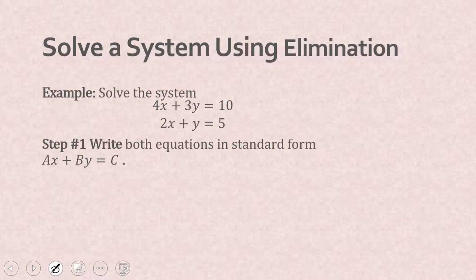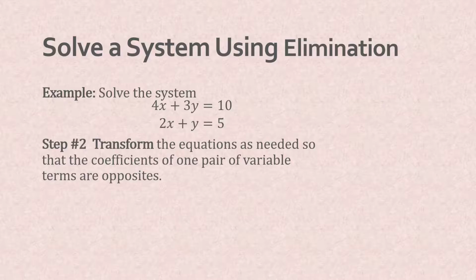So step 1, let's write both equations in standard form, ax plus by equals c. That's actually already done for us, so check. Quite often that's the case. Step 2, let's transform the equations as needed so that the coefficients of one pair of variable terms are equal but opposite of another. So I'm going to try and eliminate the y.